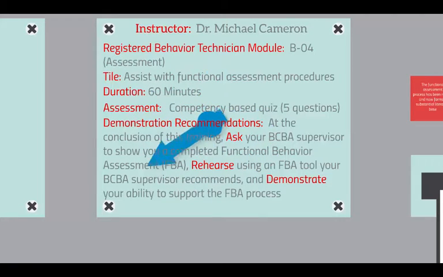Now, you'll notice that one of the things I've been doing in this training is to make recommendations to you regarding skills, knowledge, and abilities that you need to demonstrate. So at the conclusion of this module, what I would suggest to you is that you ask your BCBA supervisor to show you a completed functional behavior assessment, one that they've done, and a protocol and a model that they use. Everybody here will be working in a different capacity.